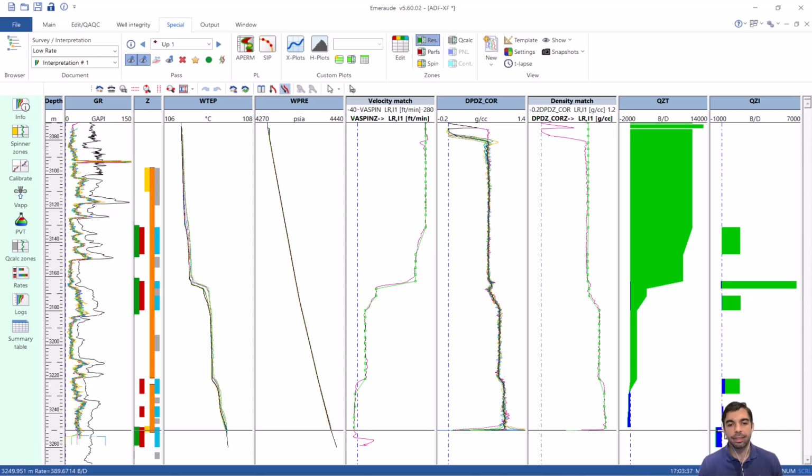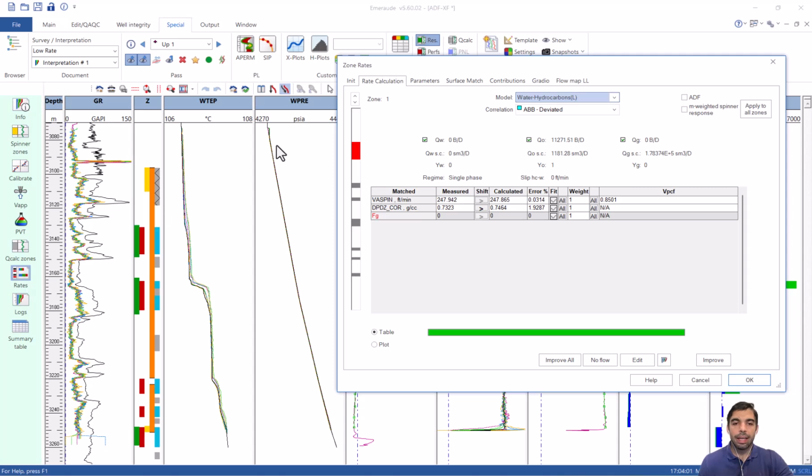Now, as we have added the density, we have multi-phase cross-flow, right? But we know that this is not the real situation, right? This negative rate here is due to water recirculation. So what can we do with this? We are going to click rates. And here we need to identify the rate calculation zone that is suffering or is experiencing water recirculation. So in this case, it's the second from the bottom.